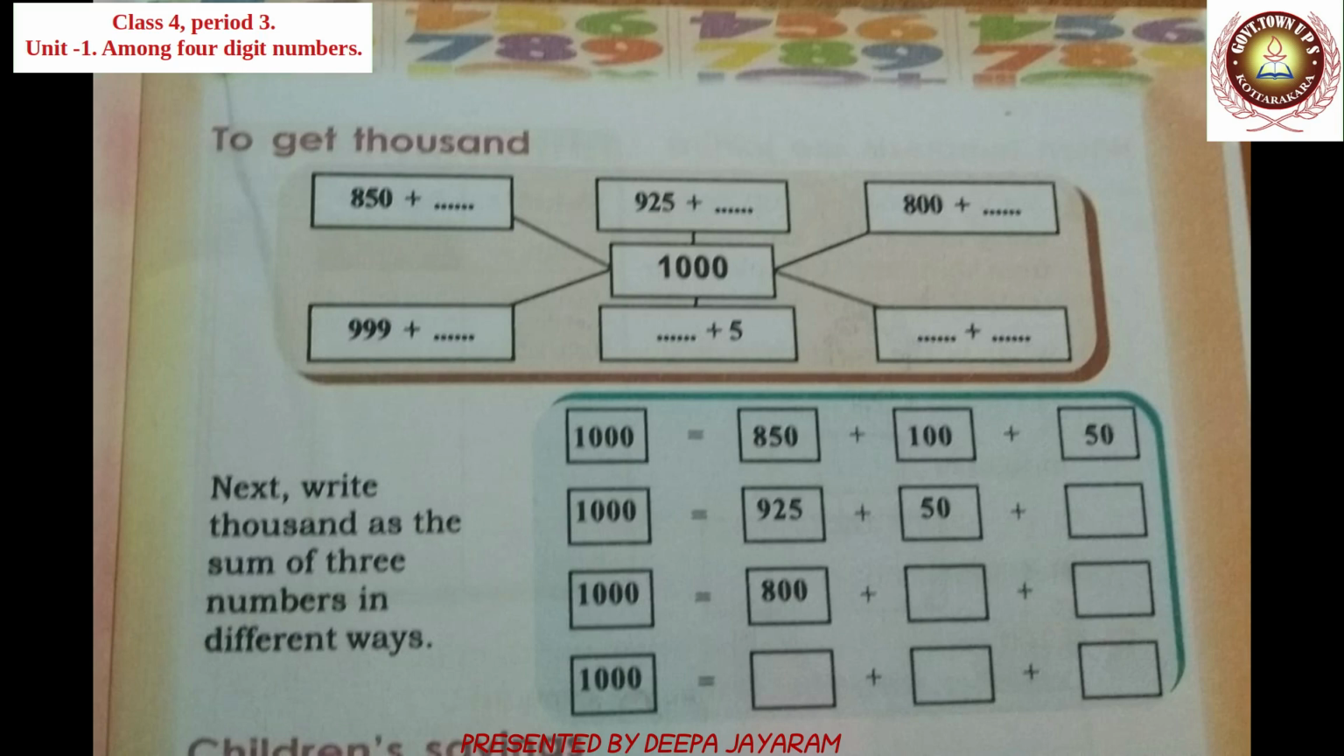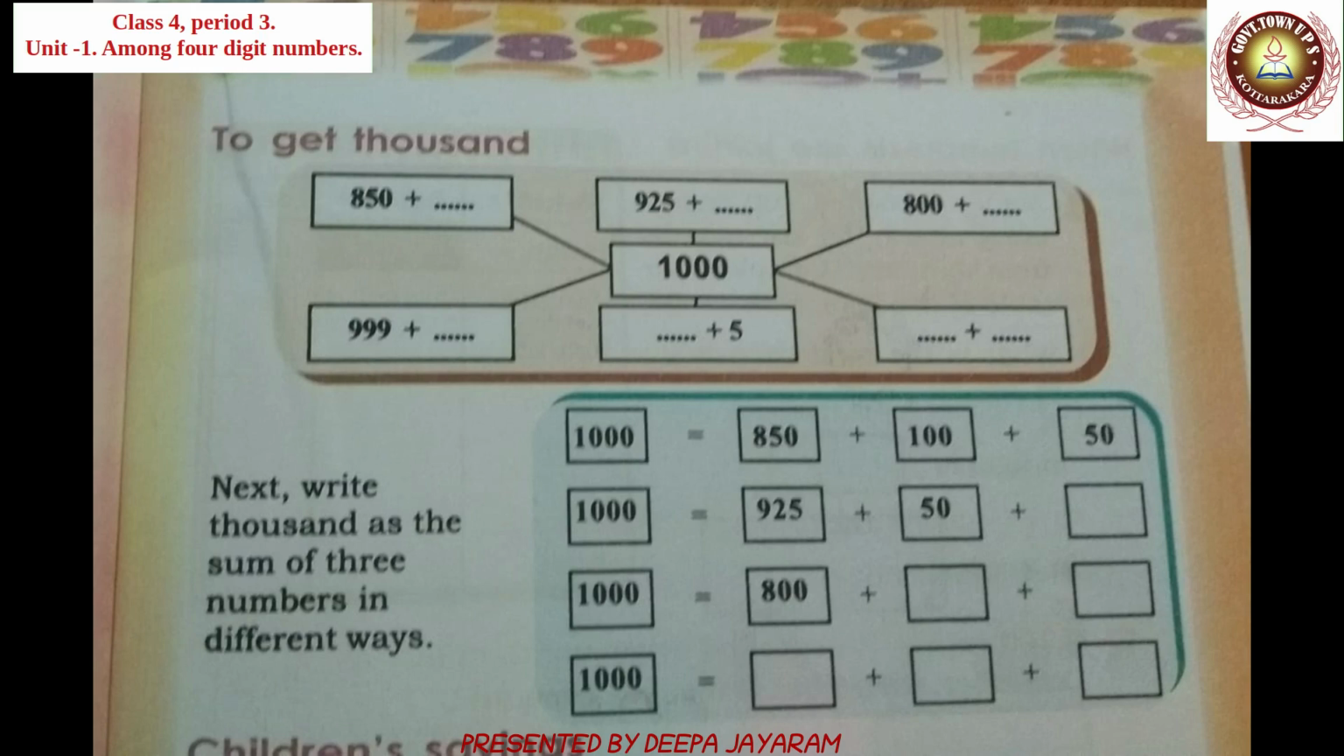The second one is 1000 is equal to 925 plus 50 plus dash. First add 925 plus 50. Then how much is to be added to get 1000? That number you will write in the blank column. The third one is 1000 is equal to 800 plus dash plus dash. Find those numbers also.